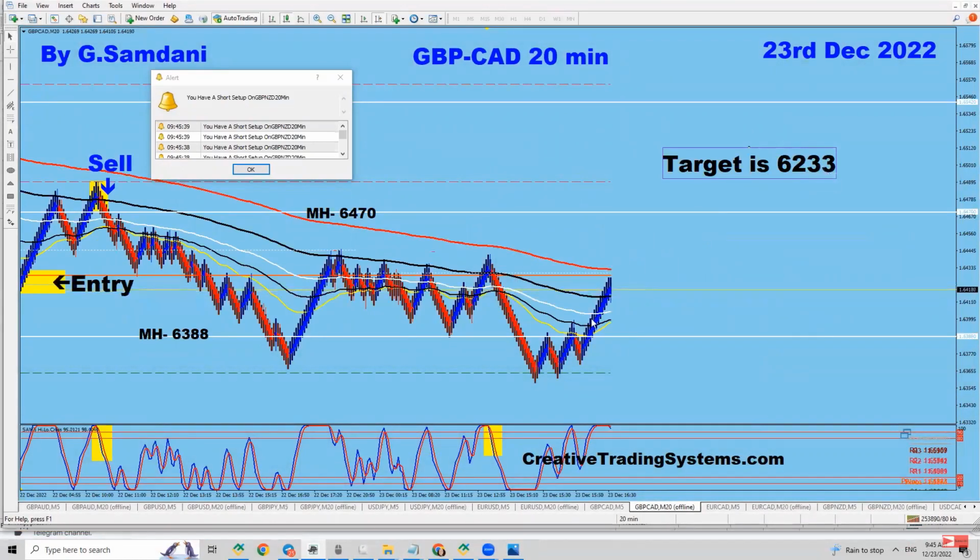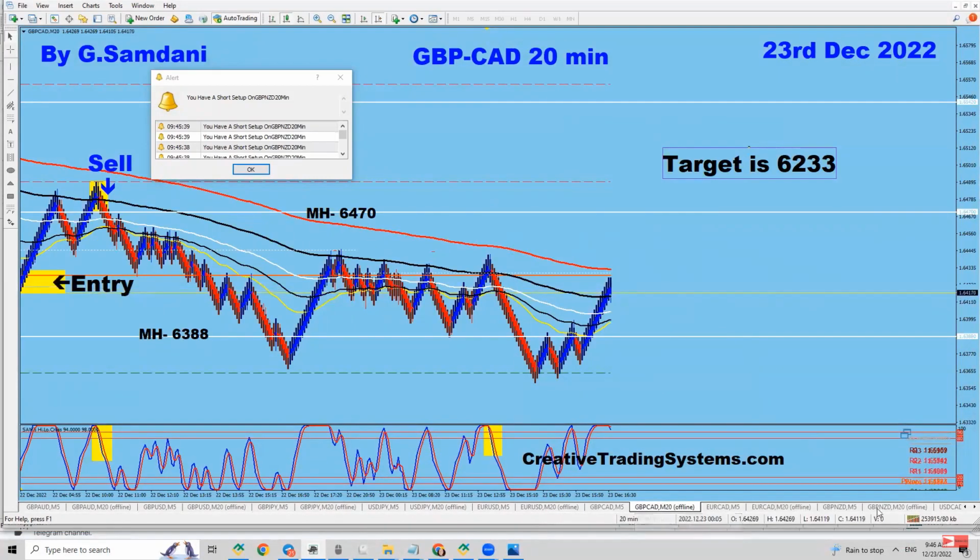But unfortunately, it went up and knocked me out. So no big deal. I'll wait and see. I have pound USD running, pound Euro USD running, and USD yen is running. And pound CAD, I'm going to be looking for another entry if I can.